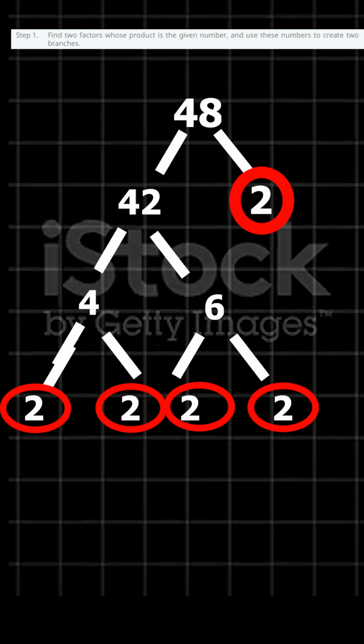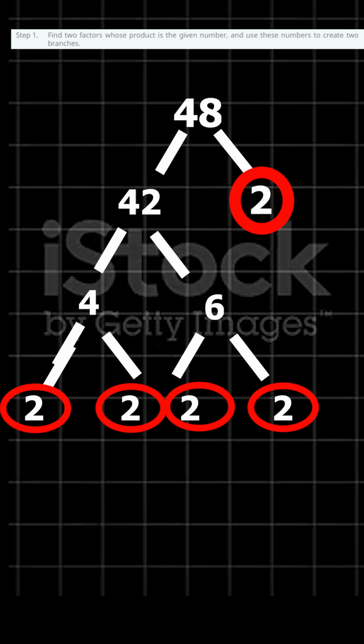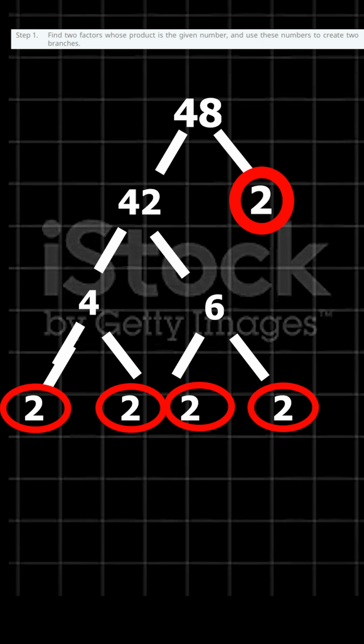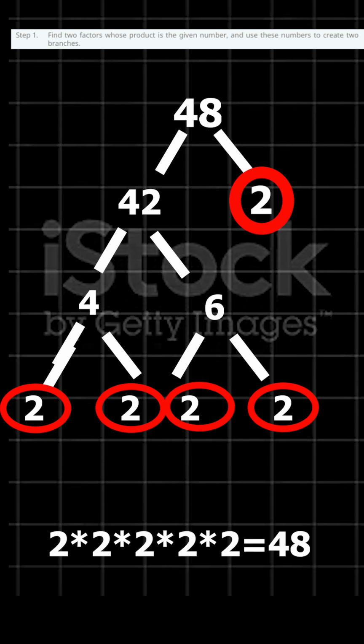Now, for step 2, if a factor is prime, that branch is complete. Circle the prime. Step 3, if a factor is not prime, write it as the product of two factors and continue the process. Now, for the final step, step 4, write the composite number as the product of all circled primes. And that's it for today's video.